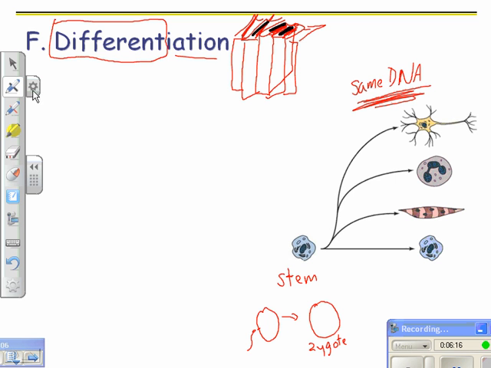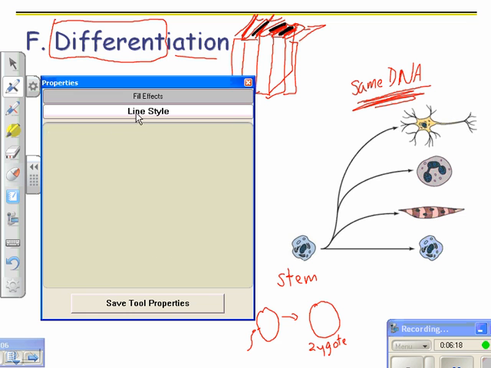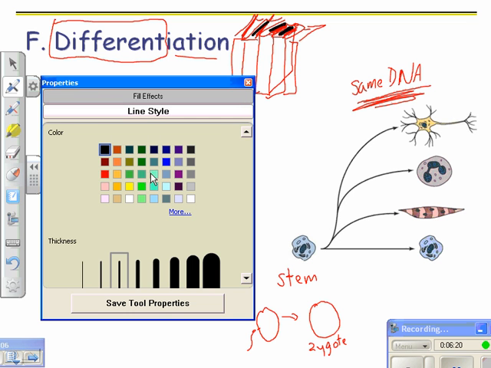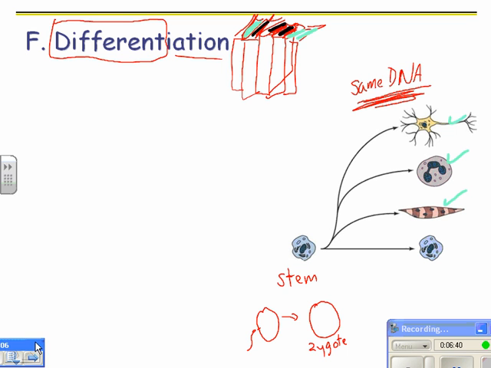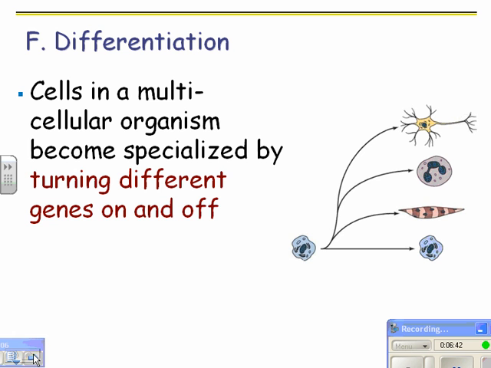And if you're a muscle cell, you might read this page and these pages in here and the pages in here. And so you have the same DNA in each one of these, but you read different parts of the DNA. And all of these cells came originally from this stem cell. Cool, huh? So cells in a multicellular organism become specialized by turning different genes on and off.